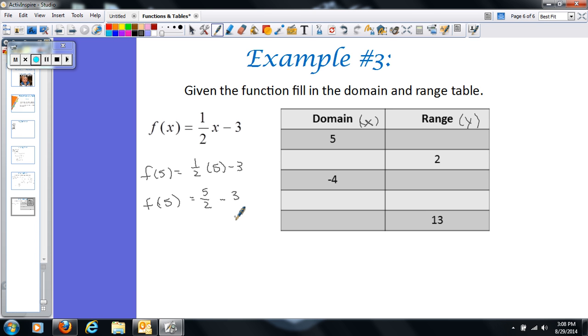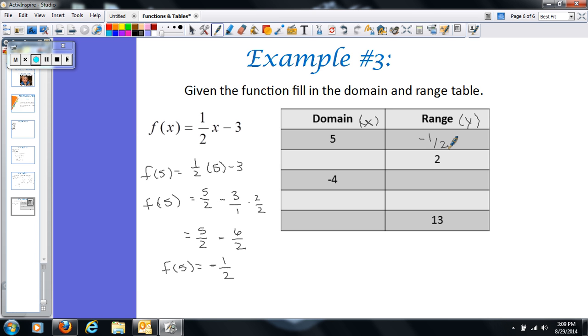Well, I'm hoping that you guys know how to add and subtract fractions. That's the hope. Matter of fact, I'm trusting that you do. So I'm going to put this over 1. I need to get a common denominator. So I'm going to put times 2 over 2. This gives me 5 over 2 minus 6 over 2, which says that f of 5 is negative 1 over 2, giving me a range of negative 1/2. Okay? And this is how you pretty much fill in your table.